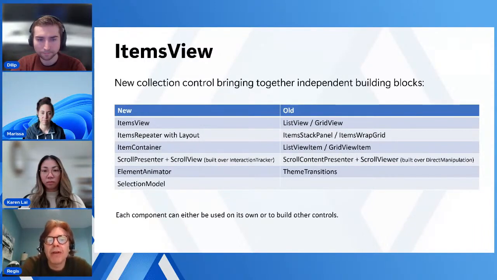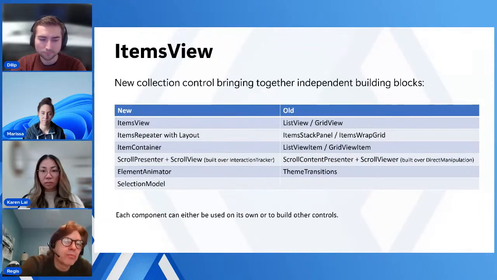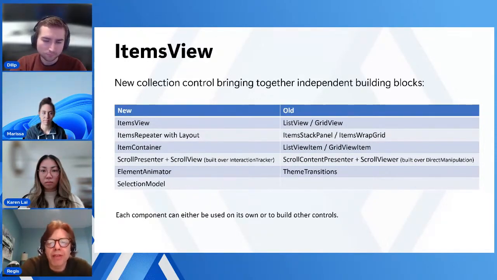We also build a new scroller and zoomer, which is a successor to the old scroll viewer. We call it the scroll view control, which has an internal primitive called the scroll presenter. Both of these controls are based on a new composition component called the interaction tracker, as opposed to the old scroll viewer that was using Win32 API set called direct manipulation.